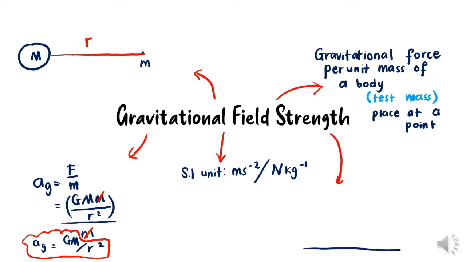That is the graph that can be used to represent our gravitational field strength, inside the Earth and outside the Earth's surface. Inside the Earth's surface, Ag is directly proportional to the distance, but outside the surface of the Earth, it is inversely proportional to the distance between the planet and the test mass.